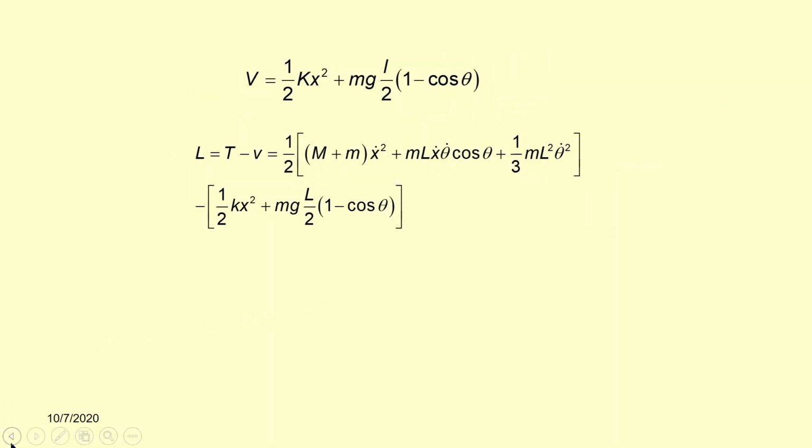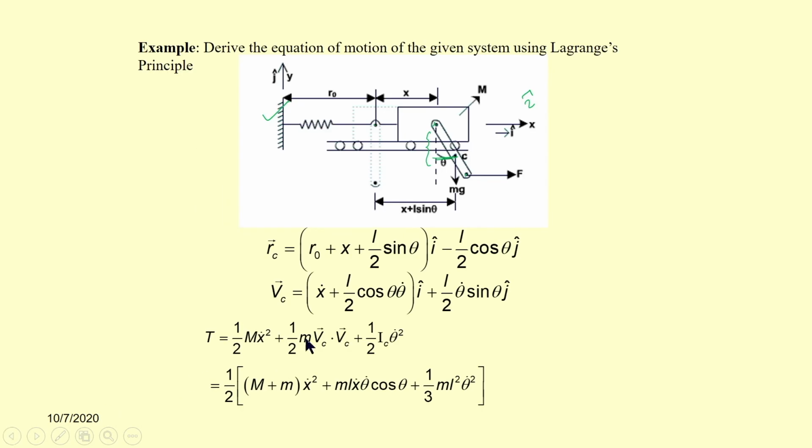Now for the kinetic energy, we differentiate this term to get the velocity. Differentiation of r 0 equals 0. Differentiation of x equals x dot. Then L by 2 sin theta gives L by 2 cos theta into theta dot i. Then the cos theta term, on differentiation, gives L by 2 theta dot sin theta j.